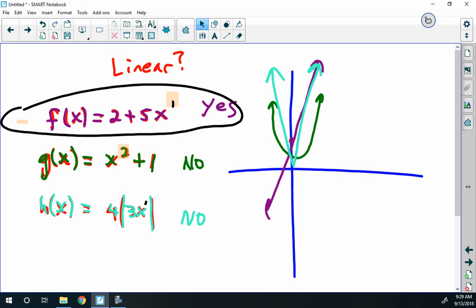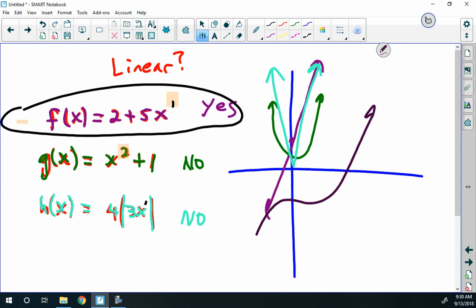What if it looks like a squiggly line when you graph it? What if it does something like this when you graph it? Is that linear? No.